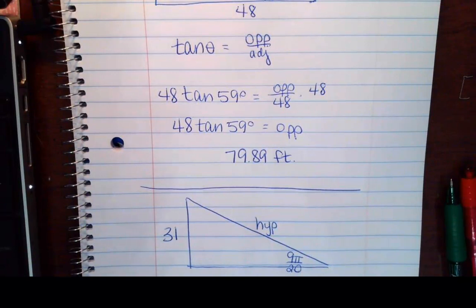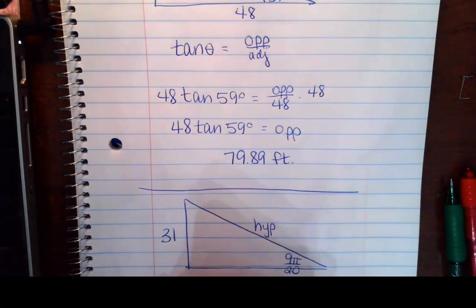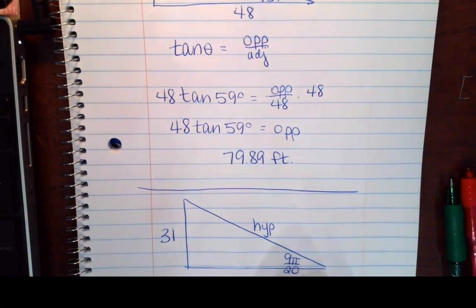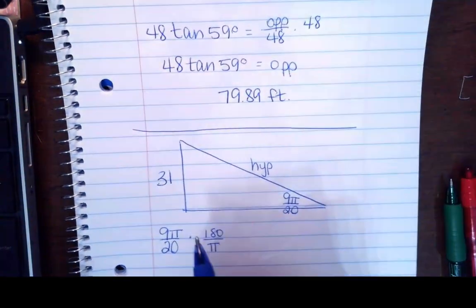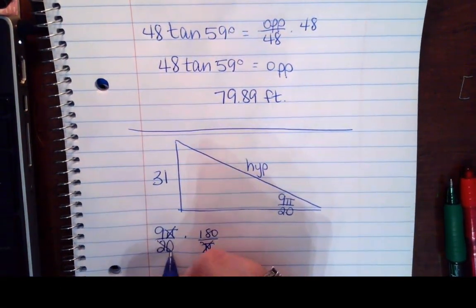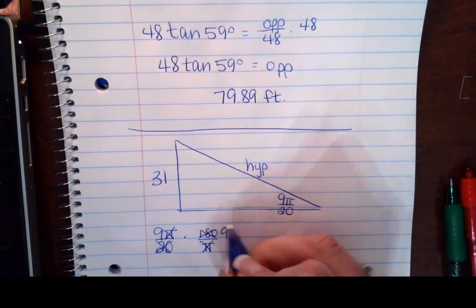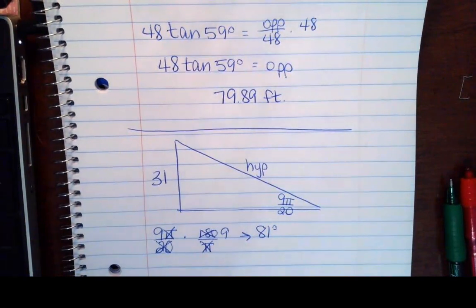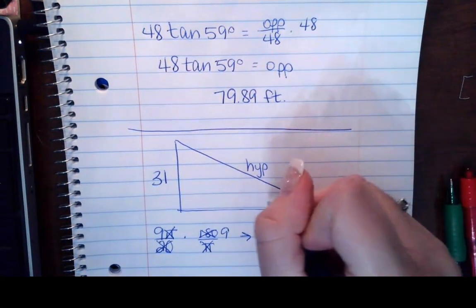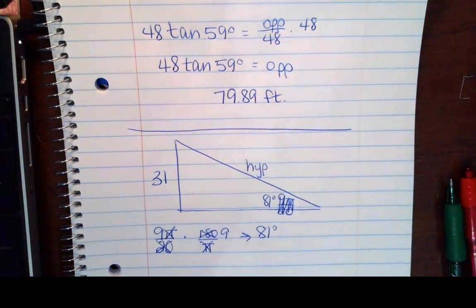So the first thing I'm going to do is change that 9 pi over 20, which is in radians, to degrees. So remember to change it to degrees. To change it to degrees, we want to kill off the pi's. So 20 goes into 180 9 times. So I get 9 times 9 is 81 degrees. Okay, so the pi's reduced. 180 divided by 20 is 9, and 9 times 9 is 81 degrees. So now I don't have to worry about messing around with my calculator. This is just 81 degrees.